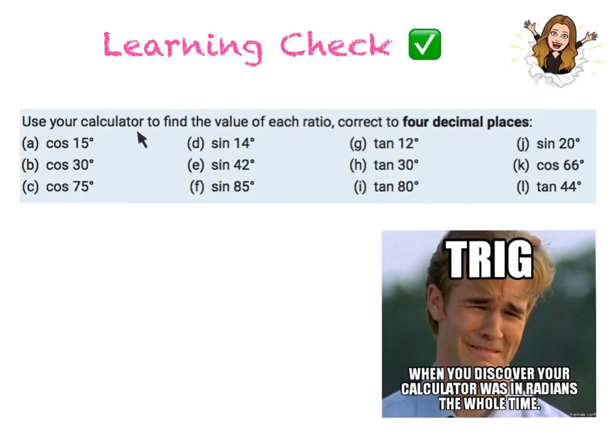Okay, over to you guys now. Find the value of these ratios correct to 4 decimal places. Remember guys, make sure your calculators are in degrees and not radians, or you will get the wrong answer for all of the above.